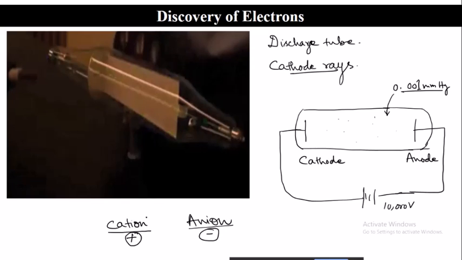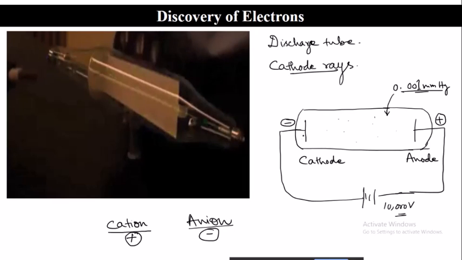If a cation is positively charged, the cathode will be of the opposite polarity, because you know that opposite charges attract each other. Remember like that: the cathode is negative charge and the anode is positive charge. So far, okay. High voltage, low pressure. This is the cathode and anode.